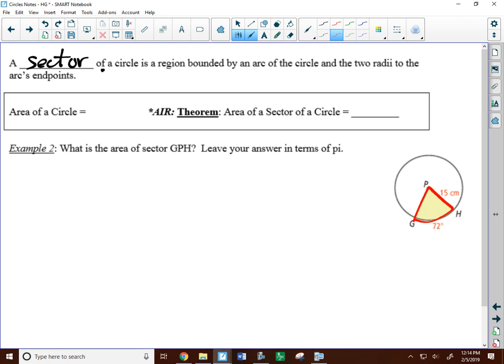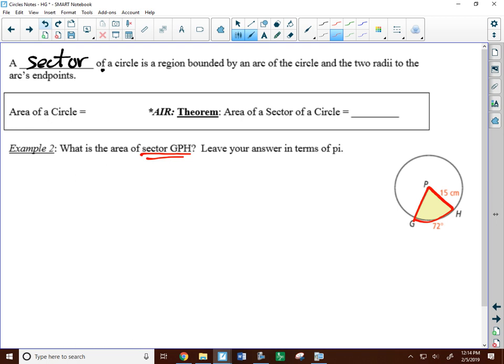Okay. Now, a good question will sometimes come up. They say sector GPH. How do you know if it's the little sector or if it's actually this big sector? That's a good question. There's not a great classification for that, so it's just going to be by shading. They'll shade this or color it or something, and that's how you know which one to do. All right, so that's what a sector is.